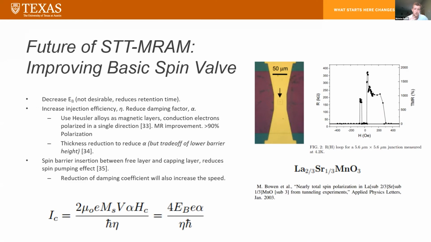We could also try to engineer the damping factor. One way to do that is to potentially reduce the thickness of the magnetic material. This does come at the trade-off that the energy barrier height will be reduced, so this will also reduce your retention time. So a bit of a trade-off there.